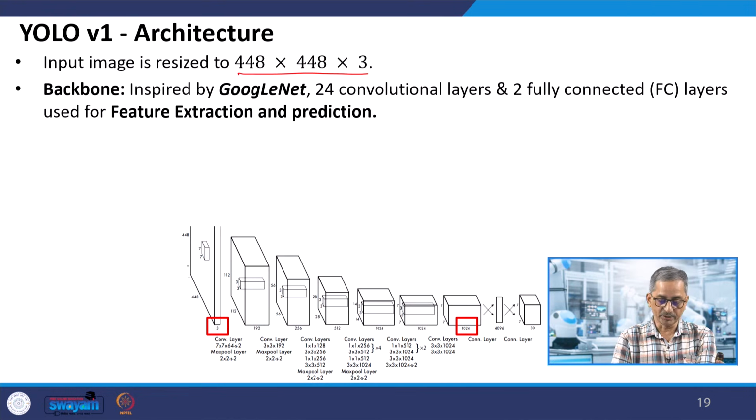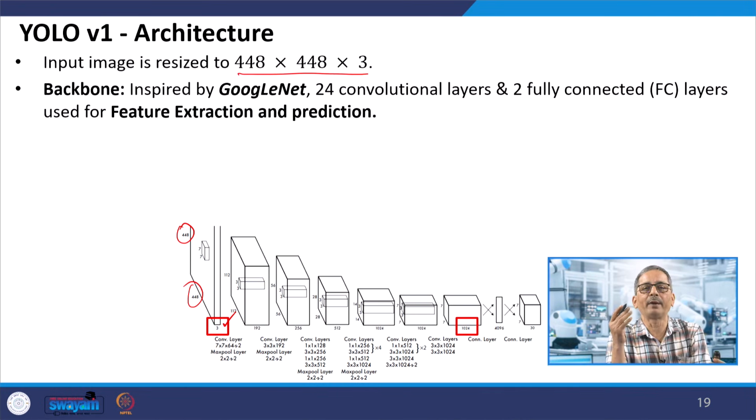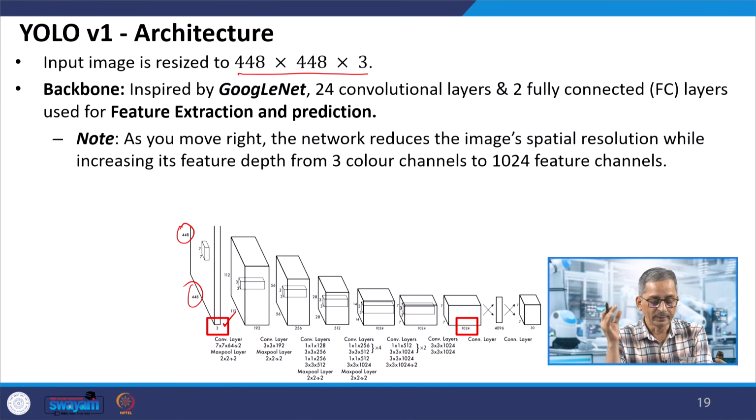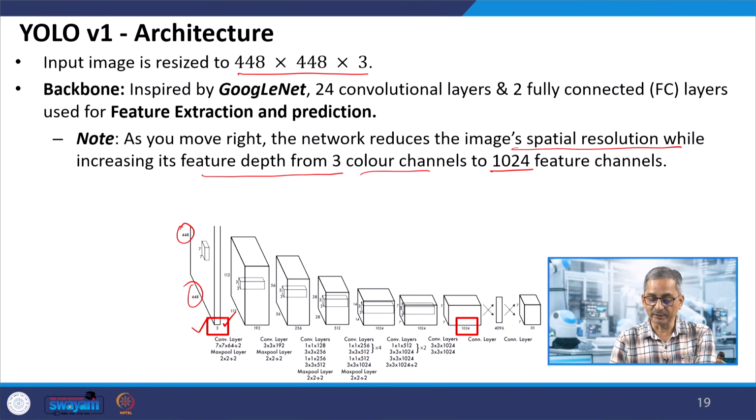So the YOLO version 1 architecture: you see the input image is resized to 448 × 448 × 3. The backbone is inspired by GoogLeNet. You have 24 convolutional layers and 2 fully connected layers used for feature extraction and prediction. As you move right, the network reduces the image spatial resolution while increasing the feature depth from 3 color channels to 1024 features.